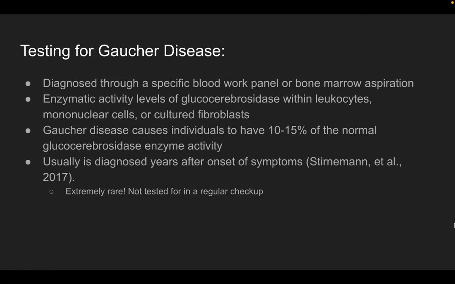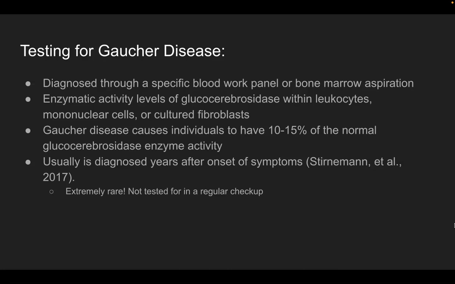Other than genetic testing, there are other tests done for Gaucher disease. Gaucher disease is tested by the enzymatic activity levels of glucocerebrosidase within leukocytes or mononuclear or cultured fibroblasts. Individuals who have Gaucher disease have 10 to 15% of the normal glucocerebrosidase enzymatic activity. This can be diagnosed through a specific blood work panel or bone marrow aspiration.